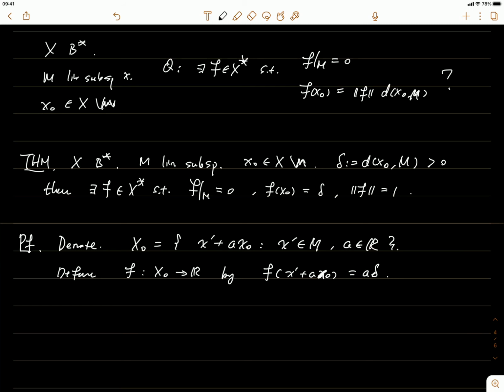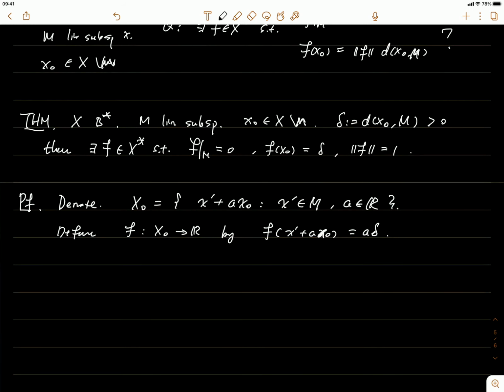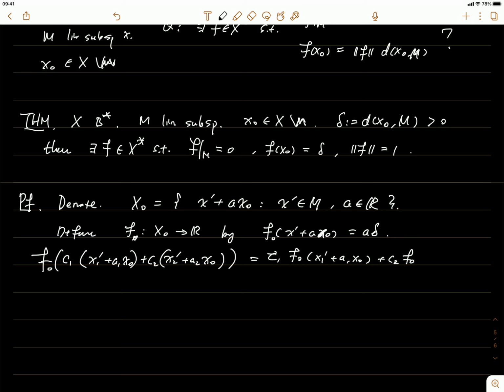functional, because again, suppose we have two elements from there. One is called x1 prime plus a1 x naught. The other one is called x2 prime plus a2 x naught. Okay, and then when I make a linear combination of the two, say c1, c2 of the two, I want to show that f, and when I apply this, let me use the f naught here because it's only defined on a smaller space. I want to show that this is just c1 times f naught of the first point, and plus c2 times f naught applied to the second point. Okay, and if you can show this, then f naught should be linear.